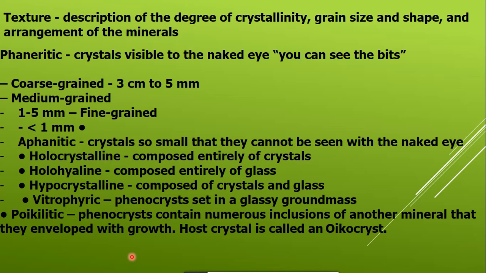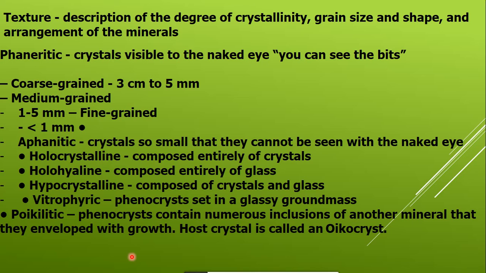On the basis of grain size, the texture can be defined as phaneritic and aphanitic. Phaneritic texture is texture in which the crystals are visible to the naked eye. You can see the grains. Under this, coarse grain is 3 cm to 5 mm, medium grain is 1 to 5 mm, and fine grain is less than 1 mm. Aphanitic texture has crystals so small that they cannot be seen with the naked eye.